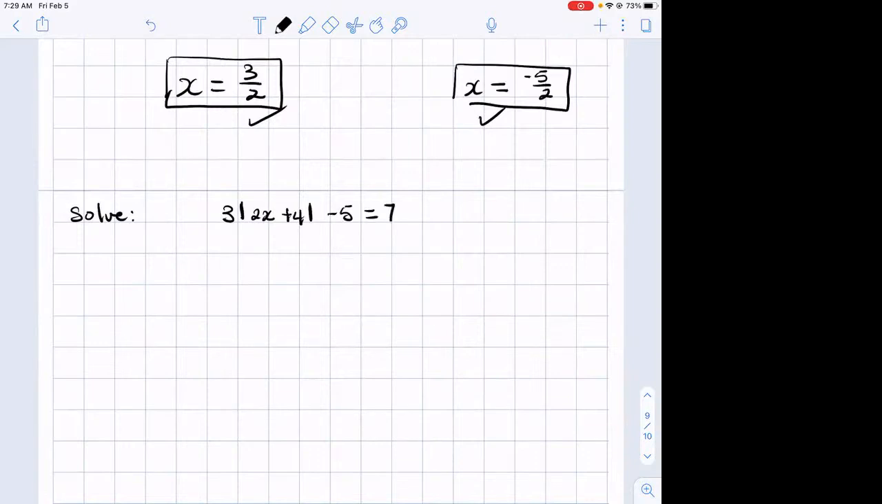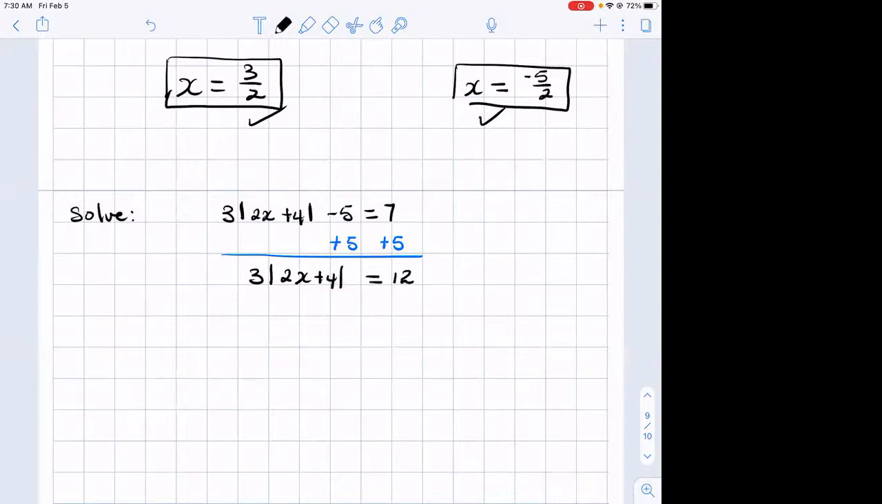So as you can see, the absolute value here is not by itself. So we want to move plus 5 to both sides. If we do this, we have 3 absolute value of 2x plus 4 is now equal to 12.